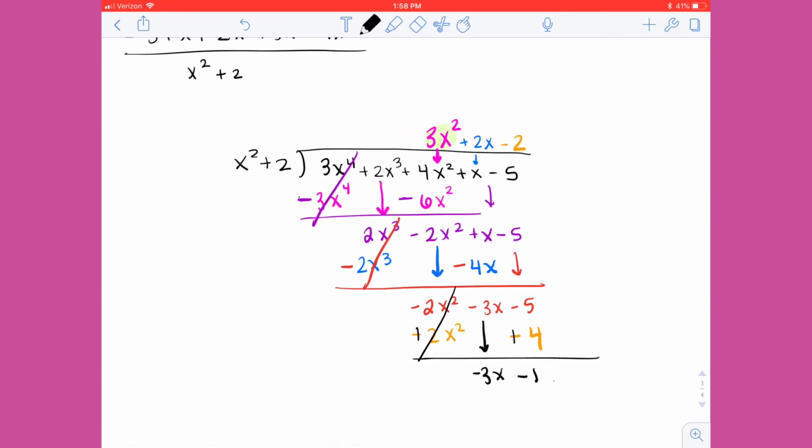So this time we have a polynomial remainder. Same idea. I'm going to add a fractional value where the value of my remainder goes in my numerator and what I divided by goes in my denominator.